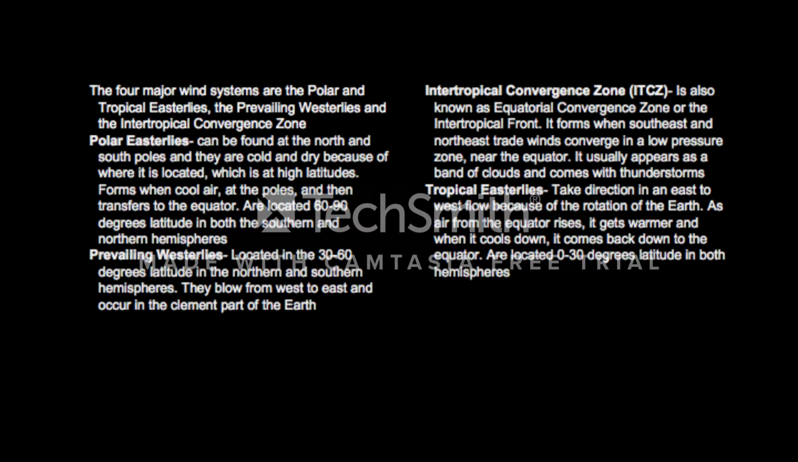Prevailing westerlies. They are located in the 30 to 60 degrees latitude in the northern and southern hemispheres. They blow from west to east and occur in the temperate part of the earth.